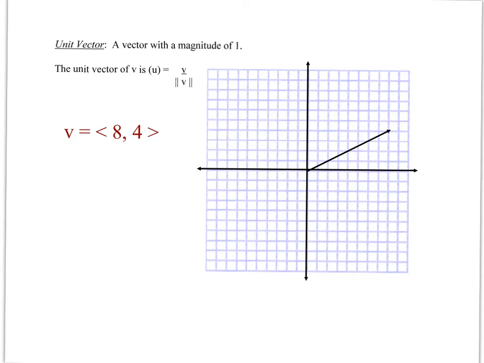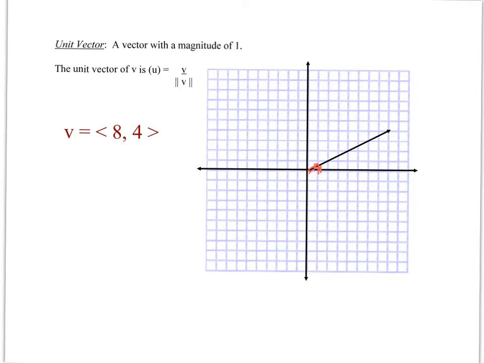Okay, more vocabulary. A lot of vocabulary. A unit vector is a vector with a magnitude of 1. So a unit vector is a little tiny vector that has a length of 1. It's a vector whose length is 1. The formula for a unit vector is you take the vector in component form and divide it by its magnitude.